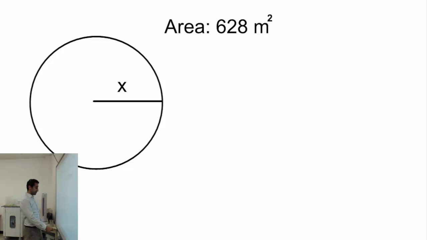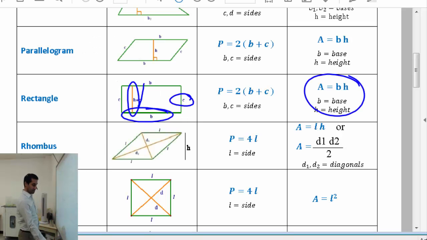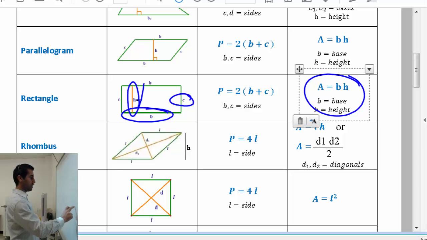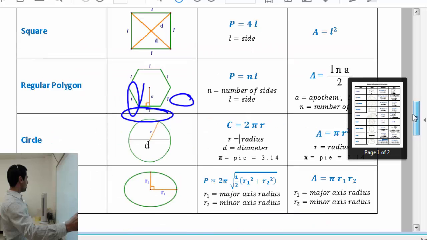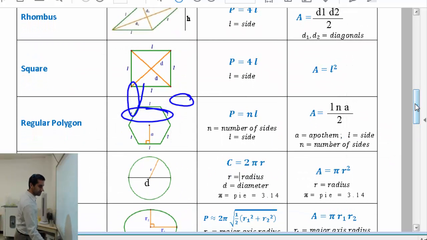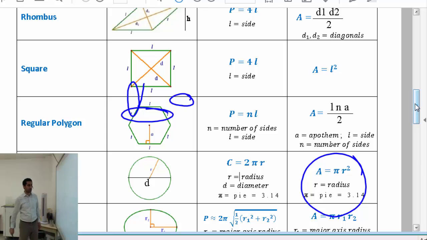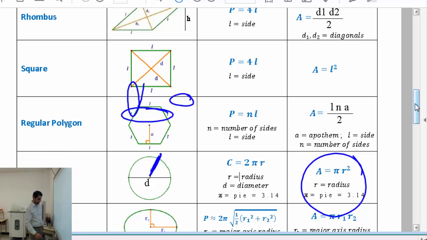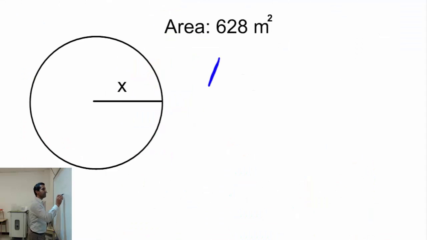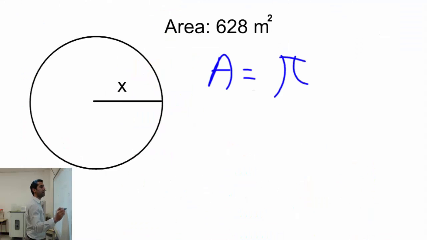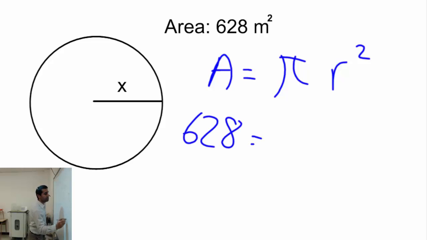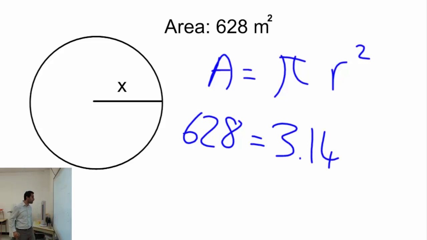Let's just go ahead and do another example about the circle. What is the area formula for the circle? It's supposed to be here. Pi r square. R is here. Area equals pi r square. So what is area? That's given. 628 equals pi. I know that by heart, 3.14. R is x. We don't know what the radius is.